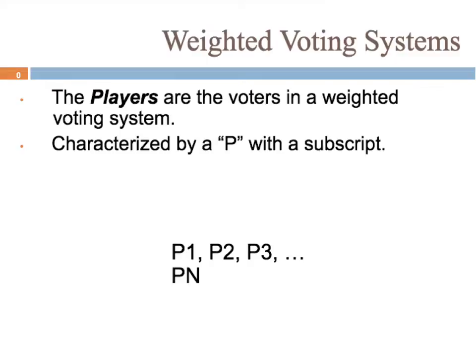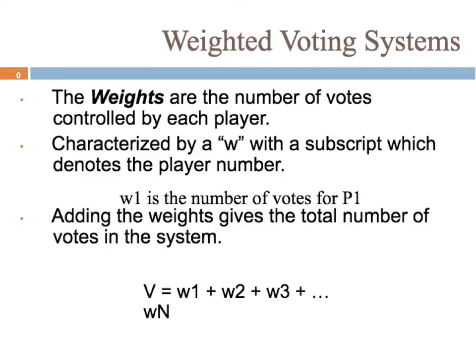Next we have the players. So the players are the voters in a weighted system characterized just by P with a subscript. So player 1, player 2, and so forth. The weights are the number of votes controlled by each player. Okay, so they're going to correlate with the player. So weight 1 will go with player 1. And adding the weights gives the total number of votes in the system.